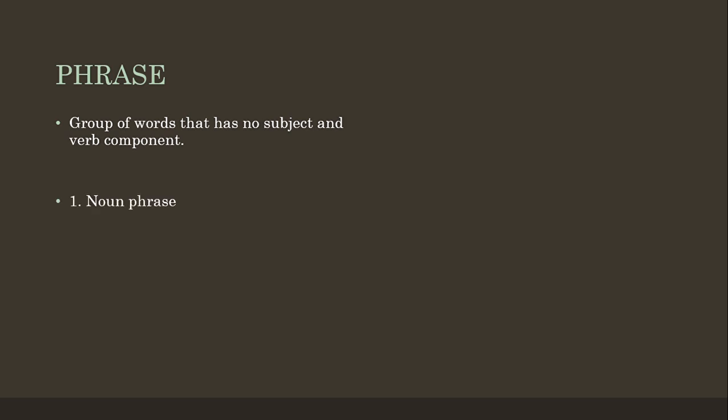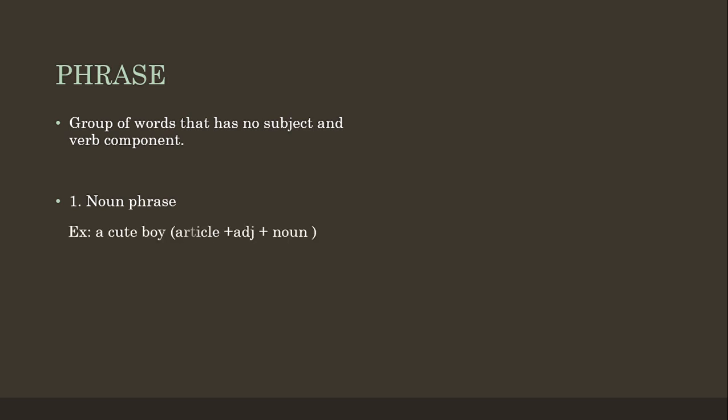What about phrase? A phrase is a group of words that has no subject and verb component. It can be two or more words. The point is, a phrase doesn't have a subject and verb component. There are so many types of phrases. Let's discuss one by one. The first is noun phrase. A noun phrase is a phrase or a group of words whose head is a noun.